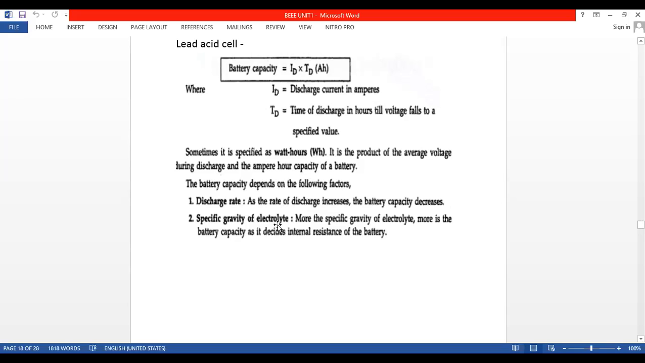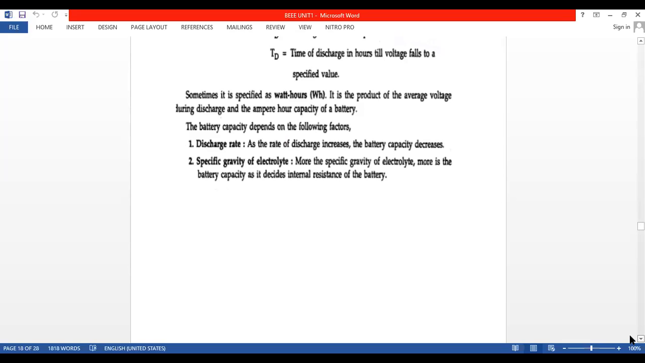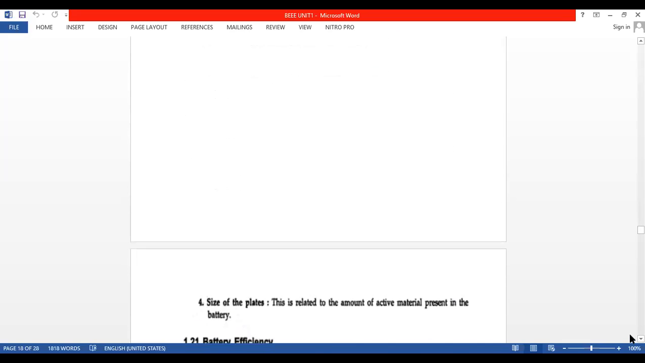Okay. Specific gravity. Every battery should have a very large value of specific gravity. More the specific gravity of electrolyte solution, more the battery capacity. The definition we have taken, this is just a theory question. Size of the plates also should be high.